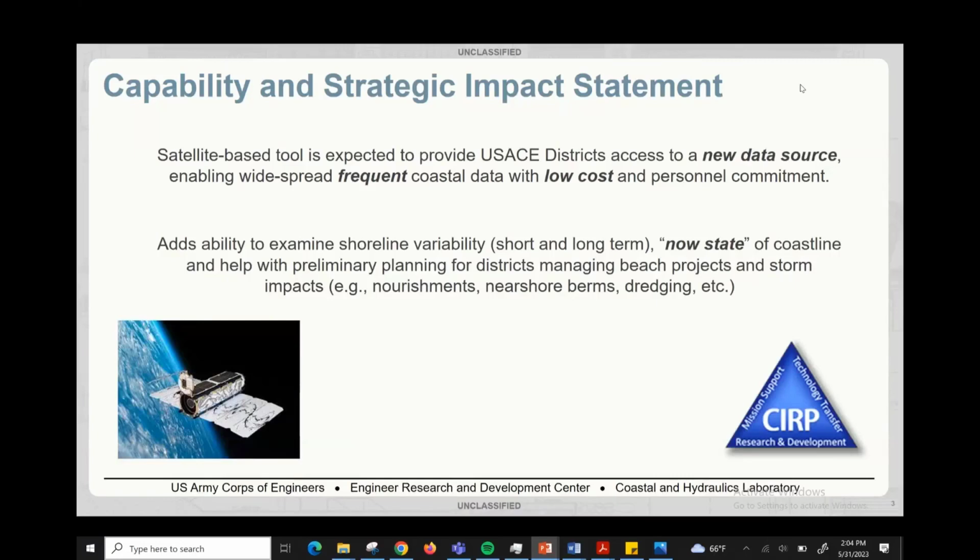And so you've probably heard a fair amount now about trying to understand better the now state of our coastline from General Graham. And so this is important whether we're trying to determine what areas were most impacted by a storm, or whether we're managing a beach project, such as a nourishment or a berm, or a dredged area. So again, this can provide us that now state of our coastline.